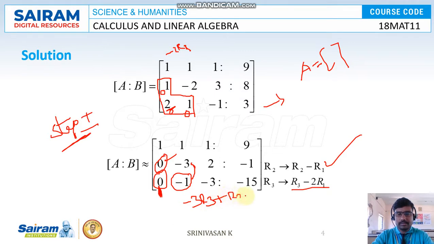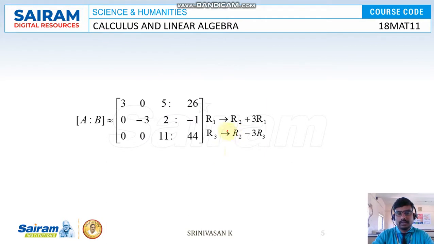Clear? So minus 3 into this gives plus 3, and this one gives plus 9, and this is also positive. Minus 3 plus 3 gives 0, so the third row entry is 0. So I created 0 here. The upper triangular matrix is completed. Next, the lower triangular matrix, which means we have to make this entry 0.